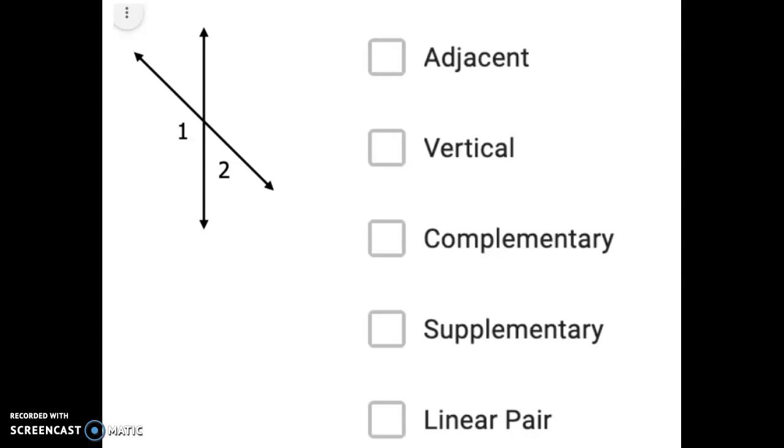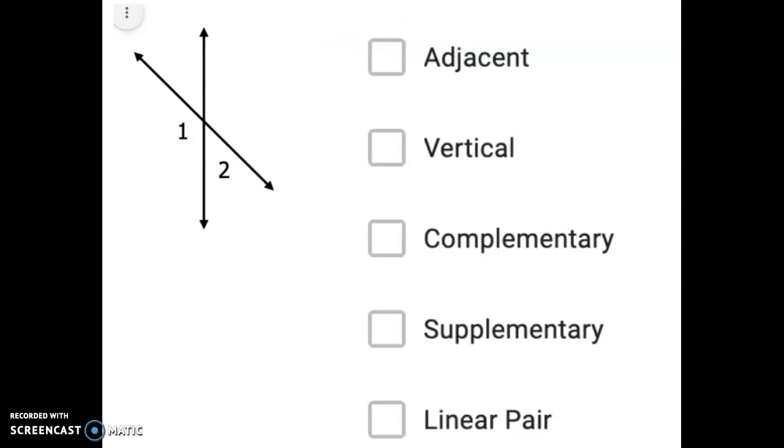So this problem is actually number 3 on the Google form that you're going to have to do for your assignment in class or at home after you watch this video. So we're going to select all that apply. That means there could potentially be more than one correct answer.